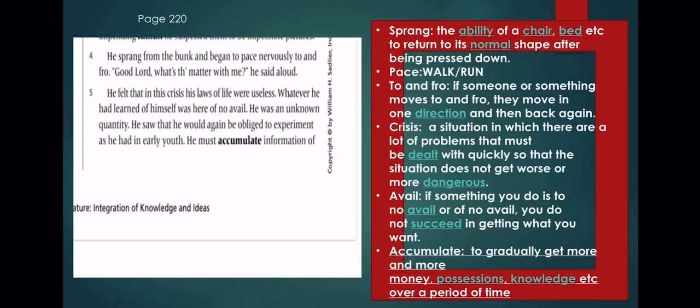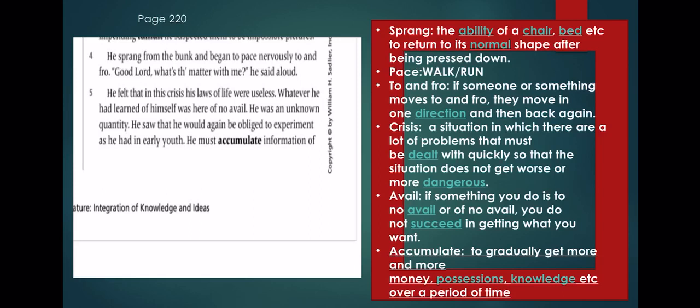So he's nervous, he's confused. He doesn't know what to do. So he's confused, and "Good Lord," he's asking God, what is the matter with me? What is happening to me?